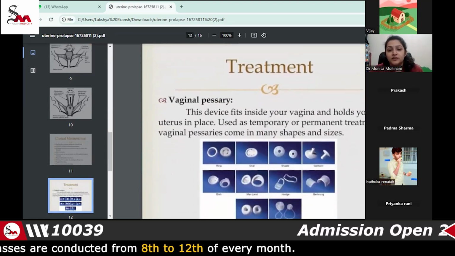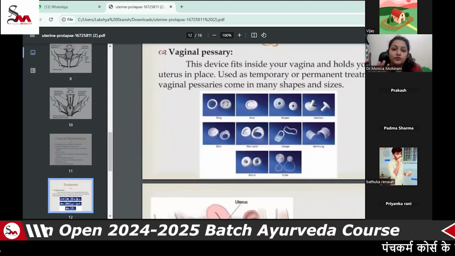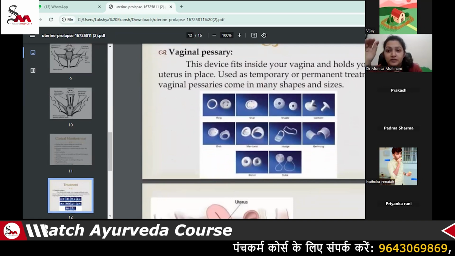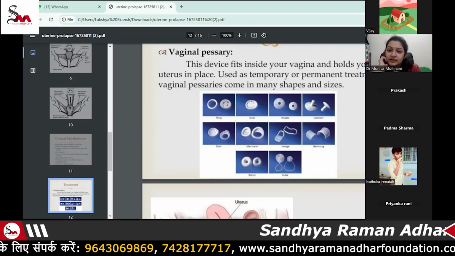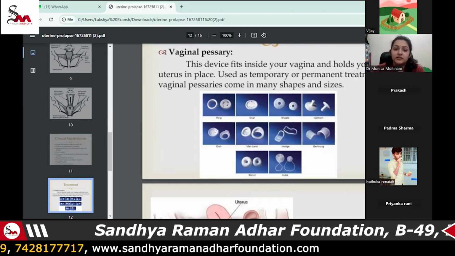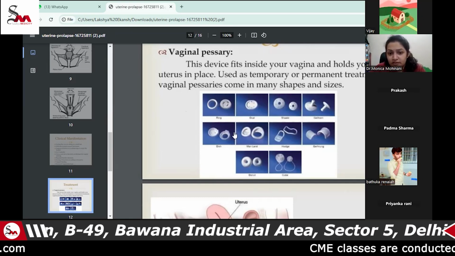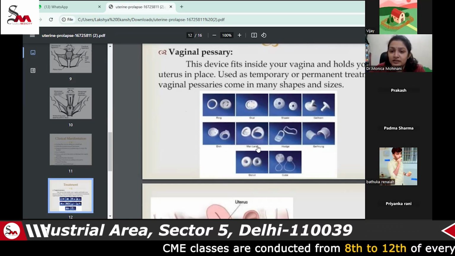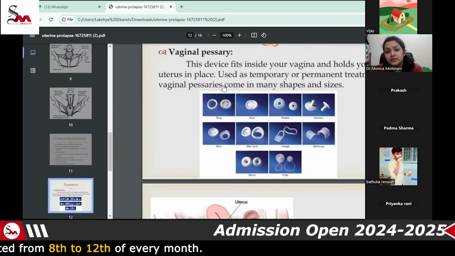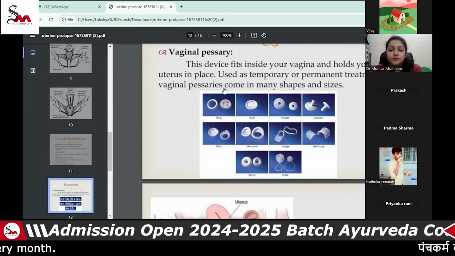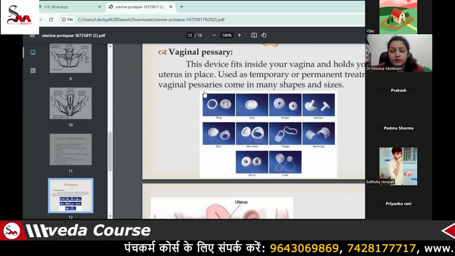And what is the treatment? Vaginal pessary. So it is basically designed to fit that descended part inside the vagina. This device fits inside the vagina and holds the uterus in place. These are the ring-like structures most commonly used, or discoid shape. Pessaries are there in various shapes, and these ring pessaries are commonly used. It is used as a temporary and sometimes as a permanent treatment also. Vaginal pessaries come in many shapes and sizes.